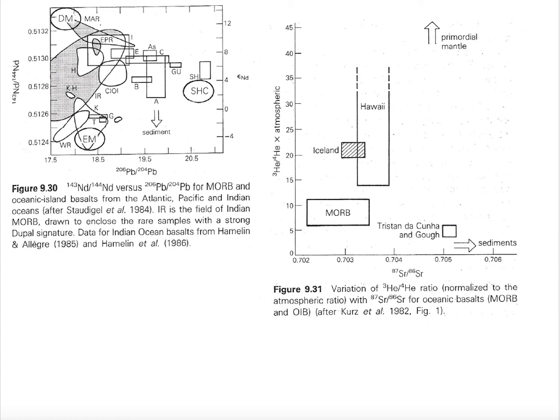There again the same, we have the 206 lead to 204 lead plotting against 143 neodymium to 144 neodymium with all the different locations inside. Then here the addition of sediments, yeah. And here in grayish again the middle ocean ridges. So, and all these blocks represent then the different locations, the places where they have studied the rocks.